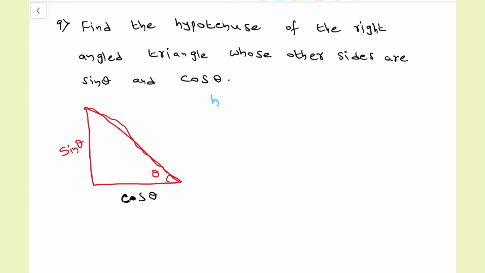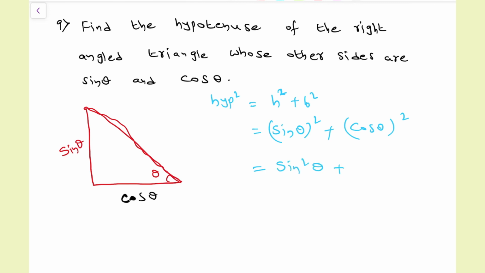What does the Pythagoras theorem say? Hypotenuse square equals height square plus base square. So height is given as sine theta, so sine theta square plus base is given as cos theta, so cos theta square. Sine theta square is nothing but sine square theta, and cos theta square is cos square theta. We have this identity: sine square theta plus cos square theta is 1. So hypotenuse square is 1. Then what will be the hypotenuse value? It is also 1. Of course it will be plus or minus 1, but sides won't be in negative terms, so we will go with only the positive one. So hypotenuse is 1 unit.